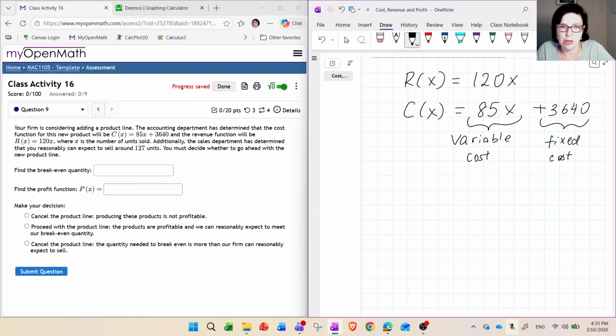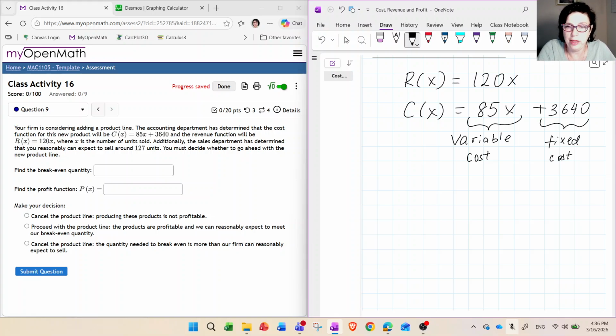So what is that? That is before you start making this item. You still have to have some expenses that do not depend on how many items you're actually going to produce. So for example, you have to pay people, you have to probably rent some office space, you have to pay for electricity. I mean, all of these expenses that do not depend on the number of items. And then 85 is how much it costs you to make each item. So that's going to be 85 times X.